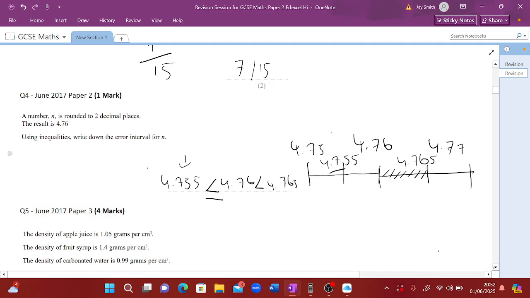Okay, so that's your lower bound and your upper bound, right? And yeah, that's error intervals, right? Just the intervals of the bounds. Okay, we're going to move on. Question 5.